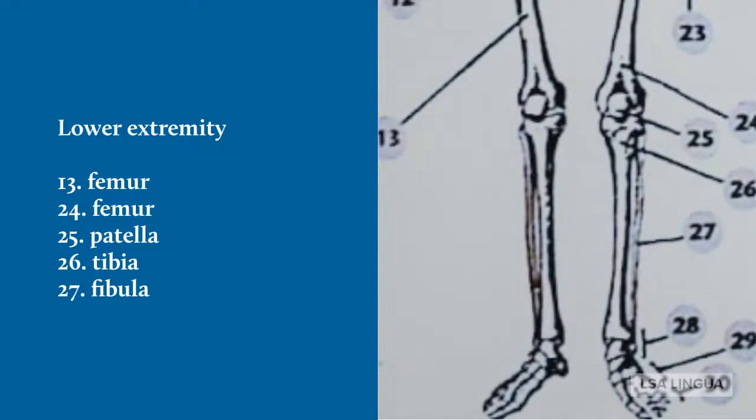In 13 and 24, we find femur, the long bone in the upper part of the leg. In 25, patella, also known as the kneecap.